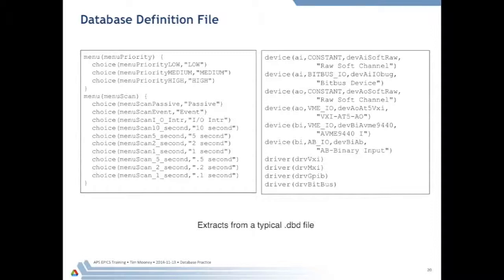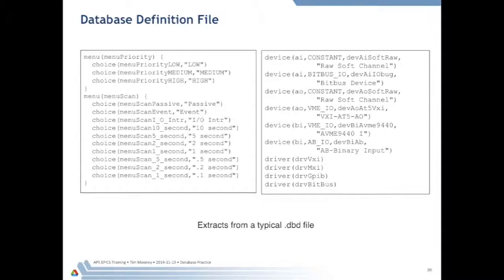So here's a database definition file, the first little bit of one. We haven't gotten to any records here, but there are menus, and you can define, for an AI record, that this IOC is going to have this particular device, which you can specify by saying raw soft channel, and here's the routine that's actually going to run. So the DBD also defines the device support and the drivers that have been added to be used by these record types.